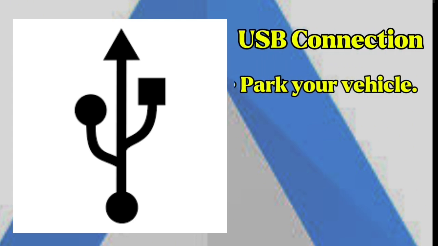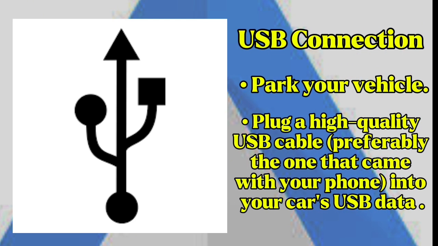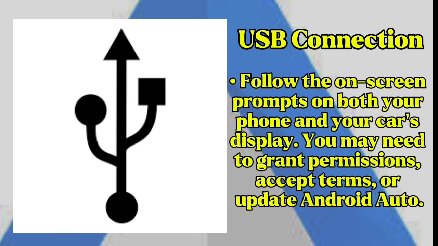First, through USB connection. Park your vehicle, plug a high-quality USB cable into your car's USB data. Follow the on-screen prompts on both your phone and your car's display. You may need to grant permissions, accept terms, or update Android Auto.